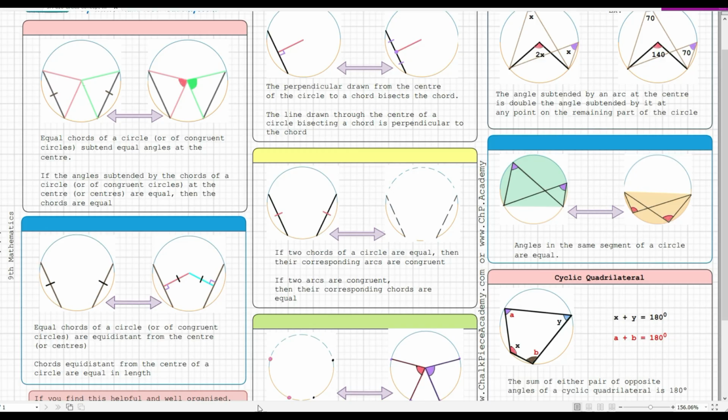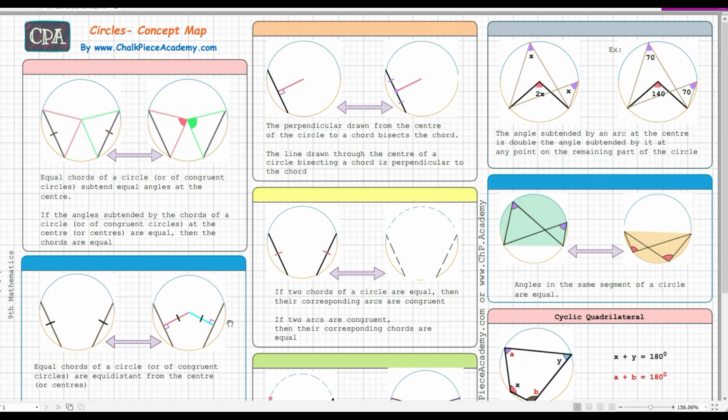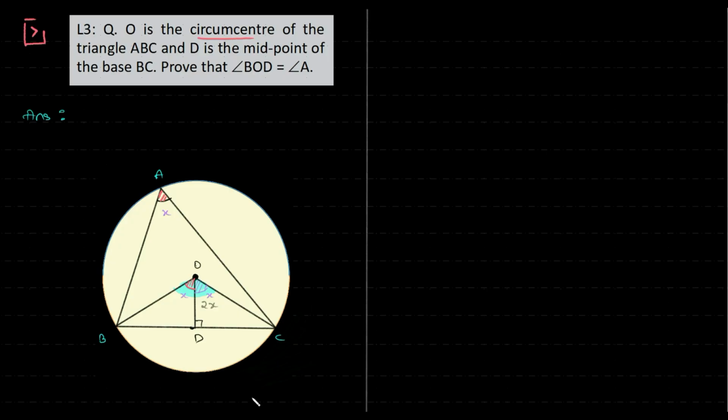And this theorem, what theorem? Have a look. Over here. The angle subtended by an arc at the center is double the angle subtended by it at any point on the remaining part of the circle. Right? Because of that reasoning, you have this particular scenario. Okay, guys.